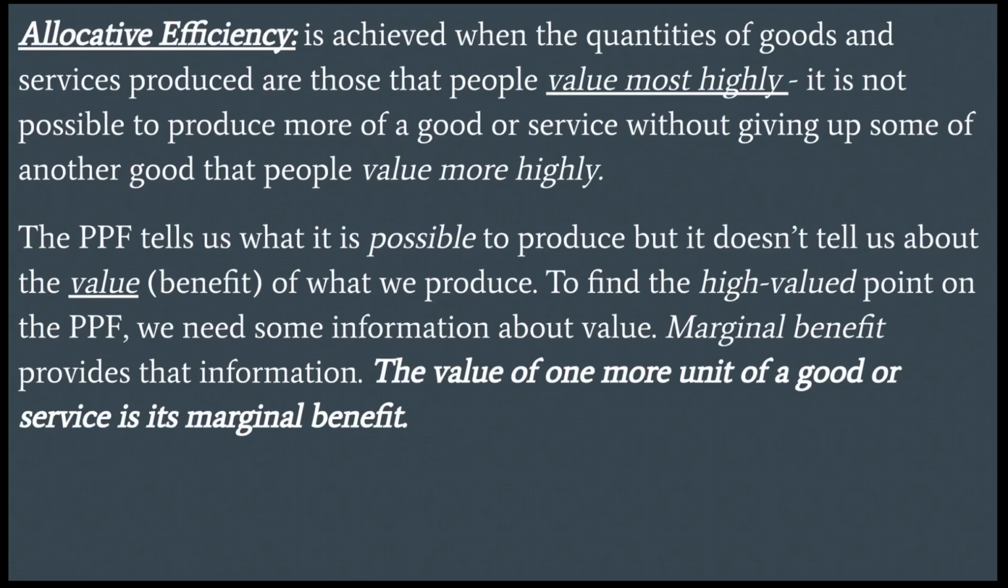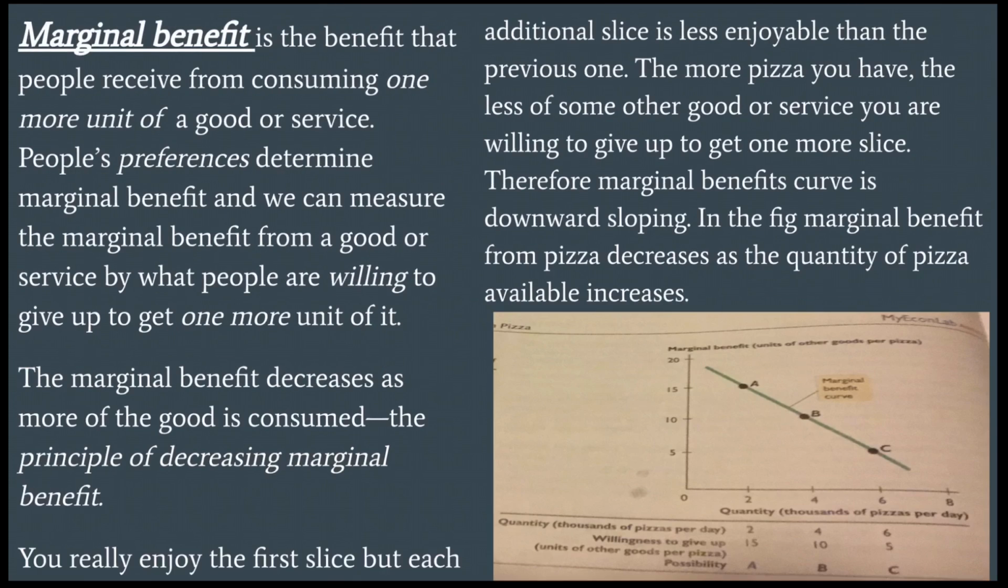The value of one more unit of a good or service is its marginal benefit. Marginal benefit is the benefit that people receive from consuming one more unit of a good or service. People's preferences determine marginal benefit, and we can measure the marginal benefit from a good or a service by what people are willing to give up to get one more unit of it. The marginal benefit decreases as more of the good is consumed, the principle of decreasing marginal benefit.